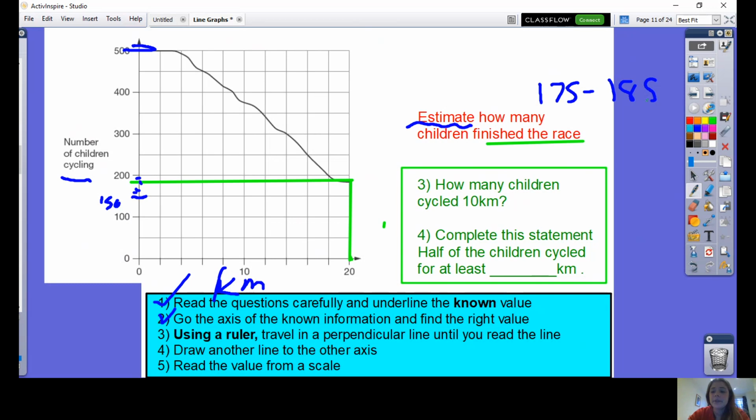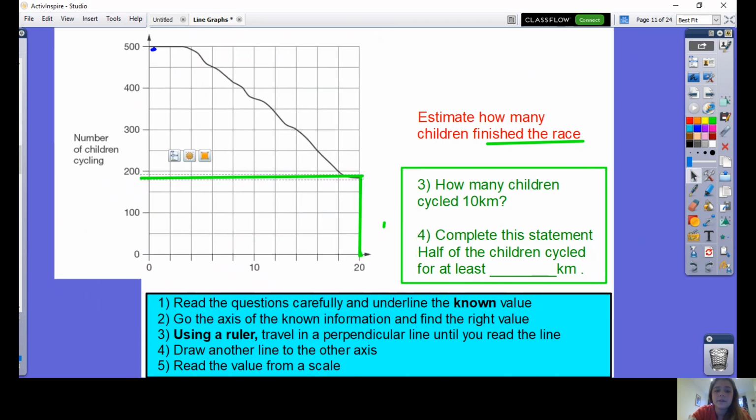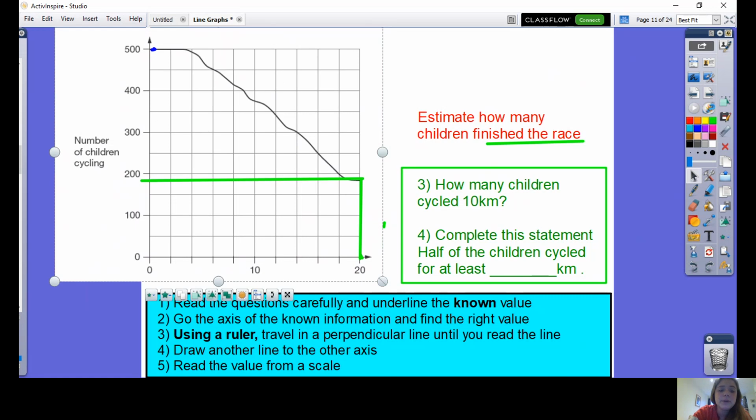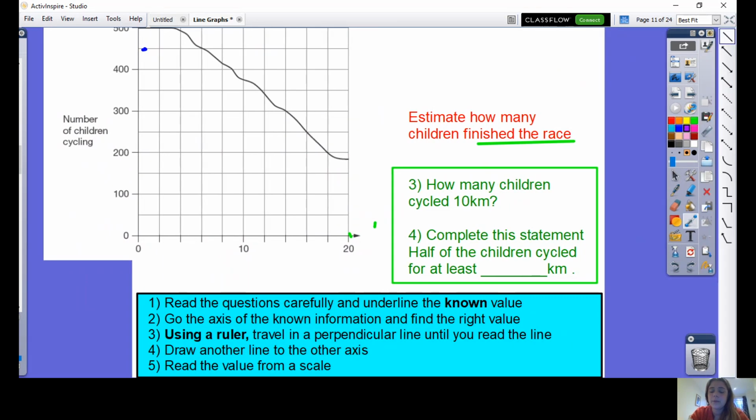Okay, so the next two questions, you're going to have a go at completely by yourself. How many children cycled 10 kilometres? Underline your known value, have a go. And then this one's a little bit harder. Complete this statement. Half of the children cycled for at least... Your known value there is half of the children, so you'll have to find half of the children. Please pause the video and have a go at those two questions, remembering it's so important to have a go during the input questions and see which silly mistakes you're making so that I can help you with them. Pause the video and do those two questions. If you have not yet done those two questions, please go and do them now.